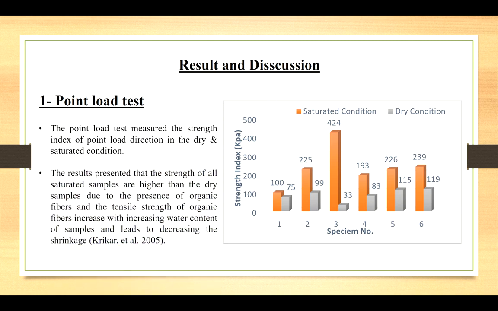Our results show that the point load test is used to find the strength index of the soilcrete column in dry and saturated conditions. This figure shows that the strength of all samples in saturated condition is higher than in dry condition. This is because of the organic fiber, and the tensile strength of organic fiber increases with increasing water content of the sample, which leads to decreasing shrinkage. This is according to the study of Krikar in 2005.